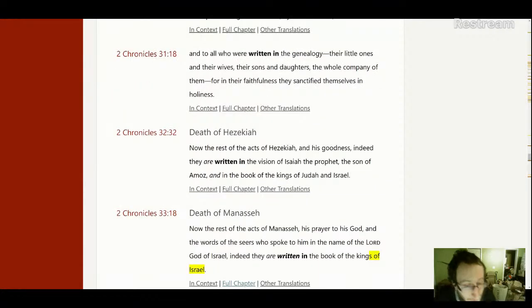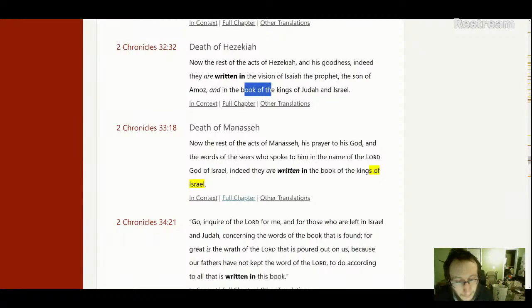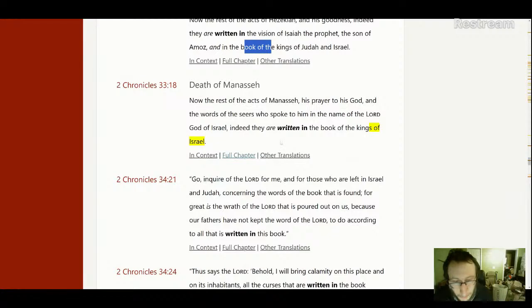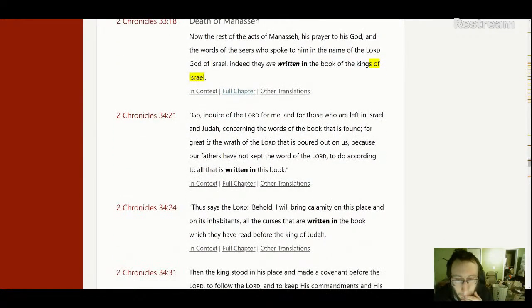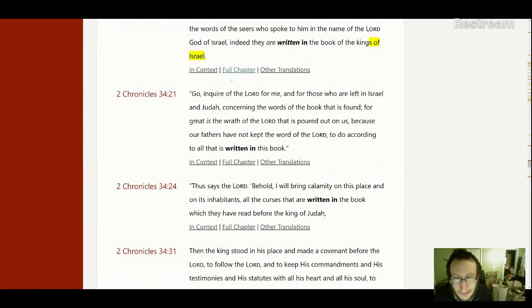Now we have the rest of the acts of Hezekiah and his goodness. Indeed, they are written in the vision of Isaiah the prophet, the son of Amos, in the Book of Kings of Judah and Israel. So it's found in First and Second Kings, and it's in the vision of Isaiah the prophet. Then we have the rest of the acts of Manasseh, his prayer to his God and the word of the seers. They're in the Book of the Kings of Israel, so the Chronicles of Israel, that lost Chronicles, potentially.